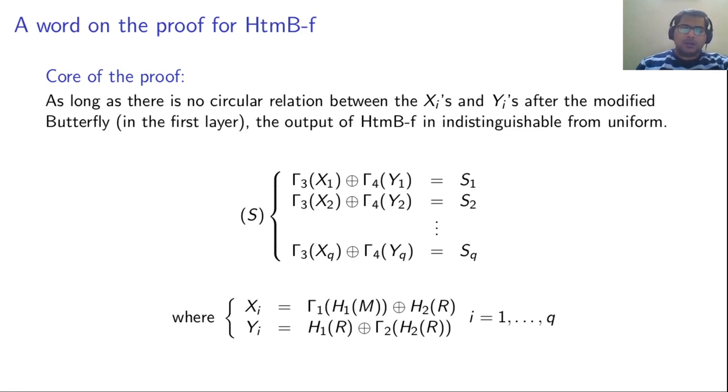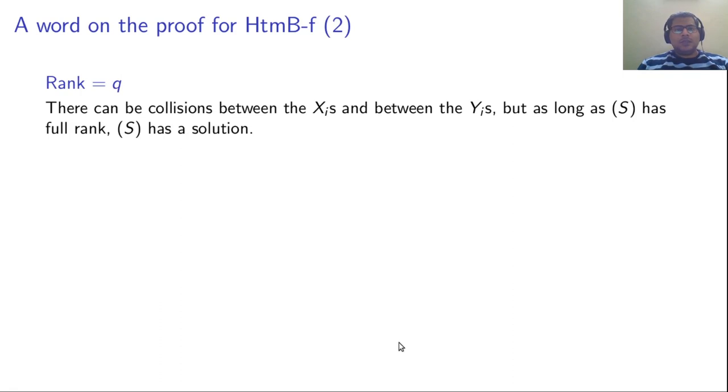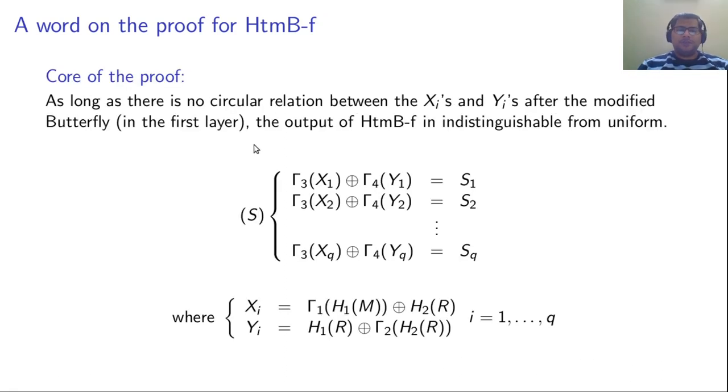So let's see how this circular relation is defined. The system of equations for S is defined like this. Each Si value is defined as pi 3 of Xi plus pi 4 of Yi, where Xi and Yi are defined like this. And as I said, we want either the rank to be Q, because if the rank is Q, then we know that S has a unique solution, and this solution will hold with very low probability, because each equation will give some non-trivial condition on these gamma functions.